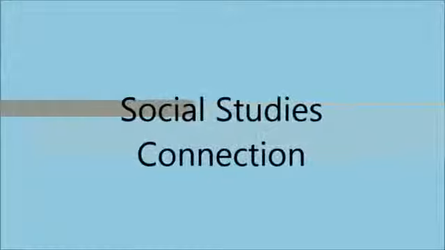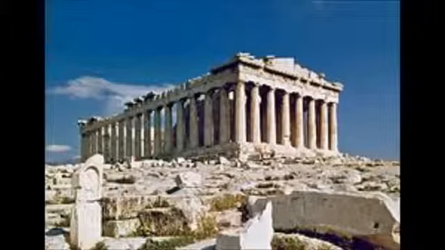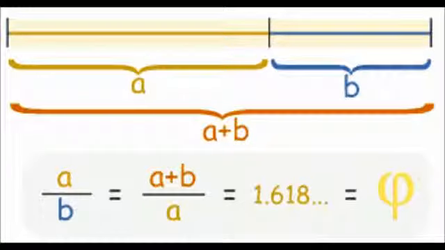For my social studies component, I wrote about the history of the golden ratio. The golden ratio has a long history. The first ever use of the golden ratio was made by Phidias, designing the Parthenon. It was believed that the golden ratio made things very aesthetically pleasing.